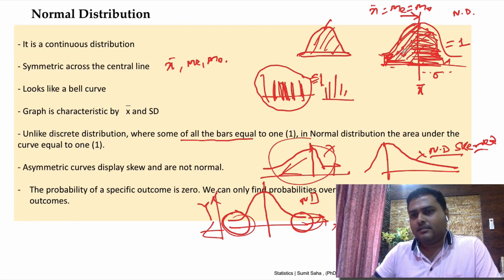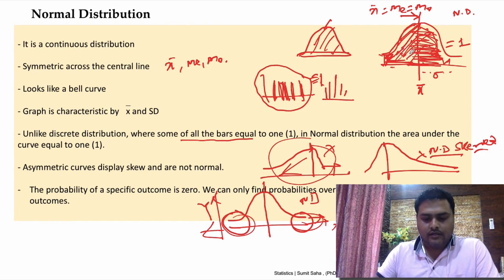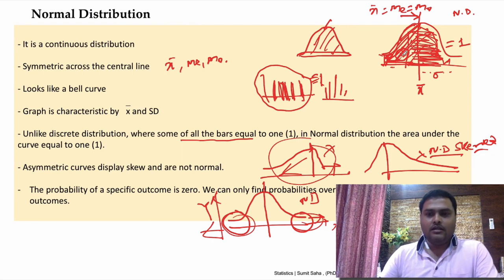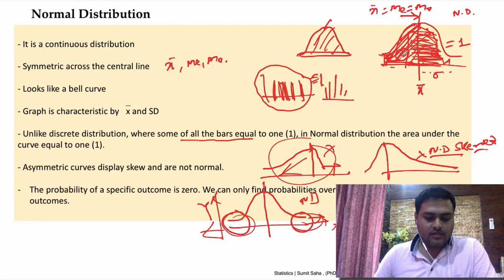Then let's take an example. We try to understand what is the probability of this point being here under this curve. Okay, so accordingly we make the calculations. So this is the concept of normal distribution.